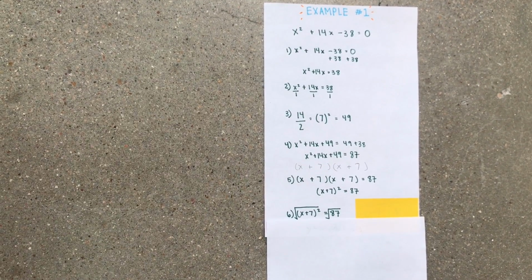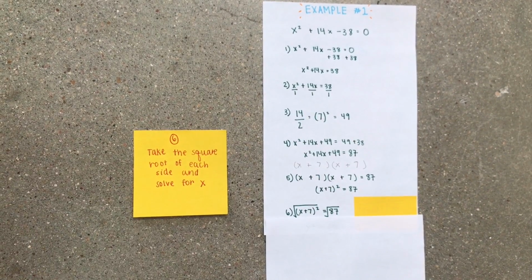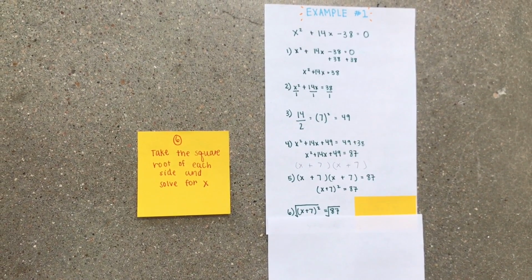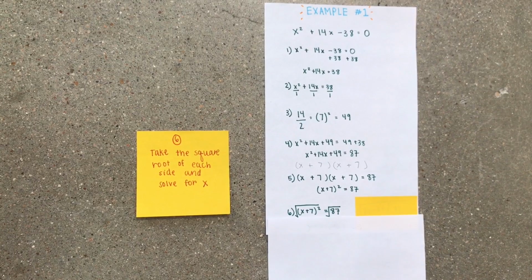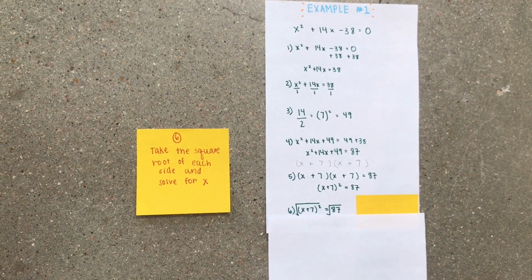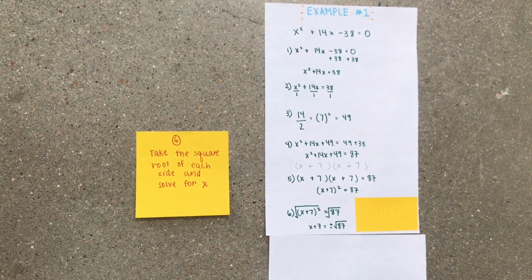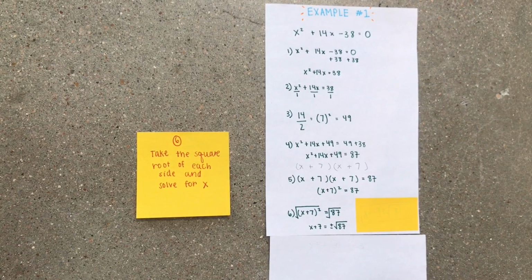So now the last step is to take the square root of each side and solve for x. Now that I have x plus 7 squared equals 87, I'm square rooting both sides to get x plus 7 equals plus or minus the square root of 87.